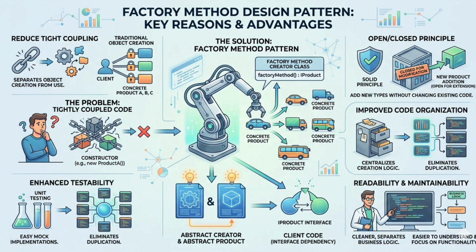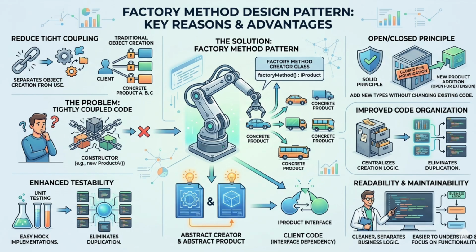In traditional approaches, when objects are created directly using constructors, the code becomes tightly bound to specific implementations. This makes it difficult to modify or extend the system, as any change in object creation requires updates in multiple places. The factory method pattern addresses this problem by introducing an abstraction layer between the client and the object creation process. Instead of depending on concrete classes, the client interacts with interfaces or abstract classes. The factory method takes care of deciding which implementation to instantiate, allowing the client to remain unaware of the details.